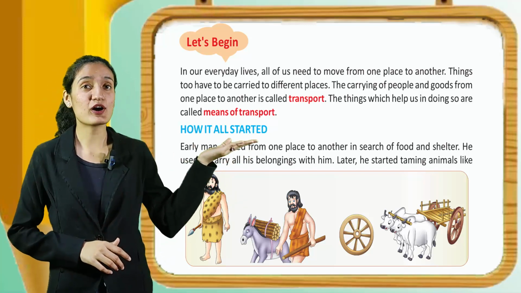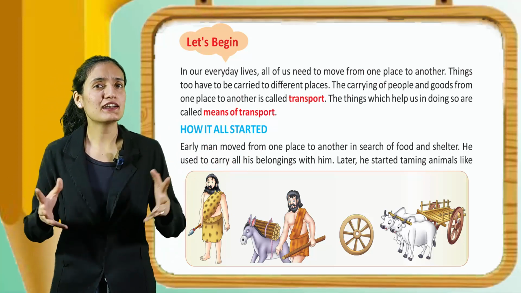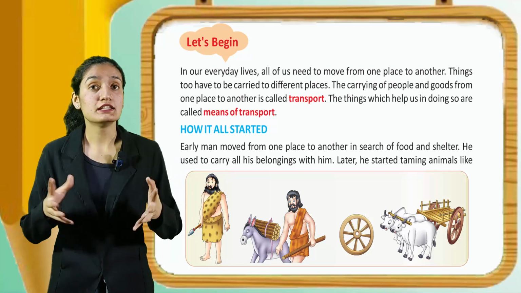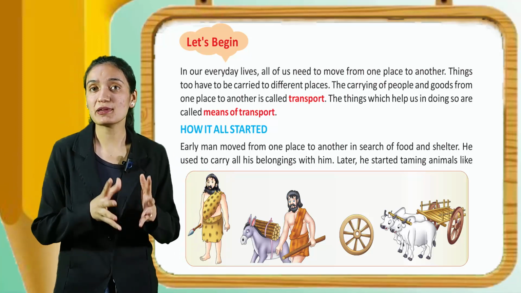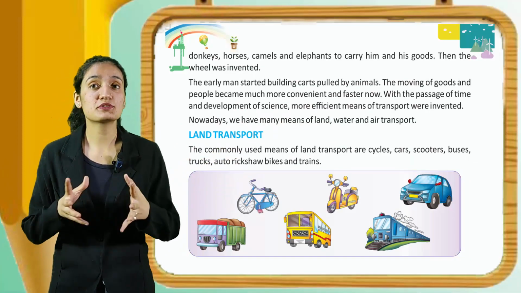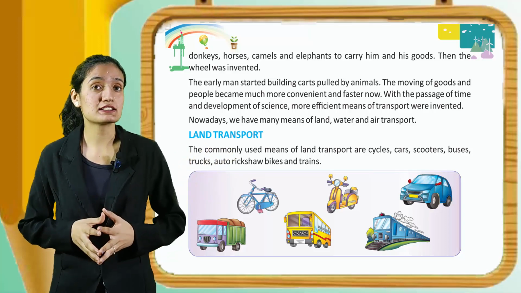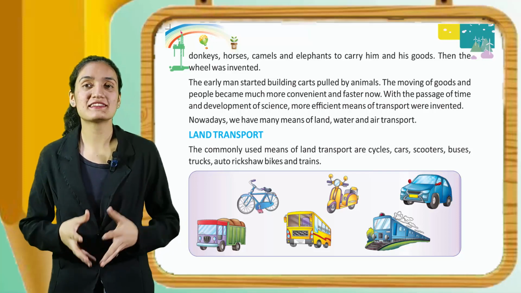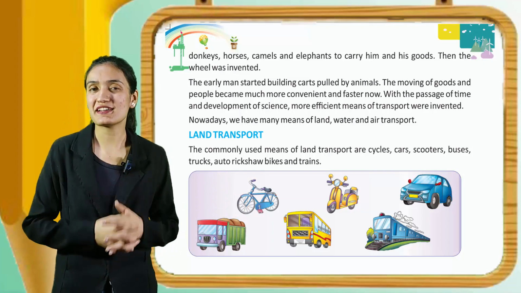Okay, let's move on. How it all started. Early men moved from one place to another in search of food and shelter. He used to carry all his belongings with him. Later, he started taming animals like donkeys, horses, camels, and elephants to carry him and his goods. Then the wheel was invented. The early man started building carts pulled by animals. The moving of goods and people became much more convenient and faster now.